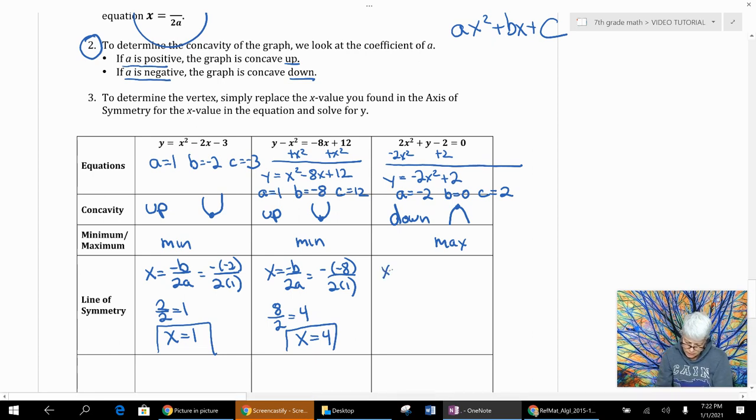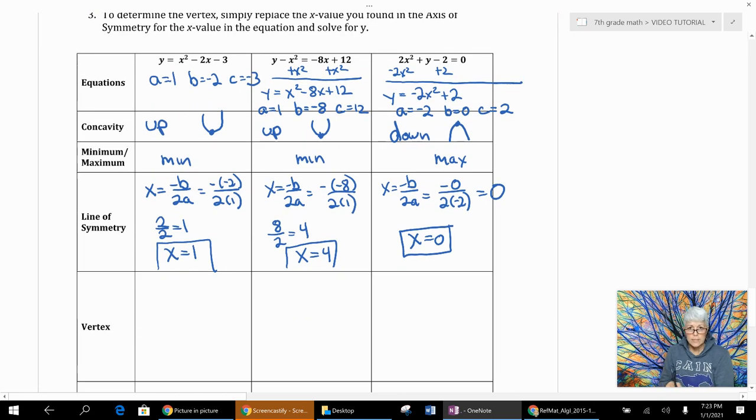Next one, x equals -b over 2 times a. X equals -0 over 2 times a -2, because now a is not 1, it's a -2, but it doesn't really matter because the whole thing ends up being 0. Line of symmetry. You can do it. Vertex. Now to find the vertex, remember the vertex is when I have a parabola, this is the vertex. We know what the x value is, but we need to figure out the y value. So we're going to put the x back into the equation to find the y.